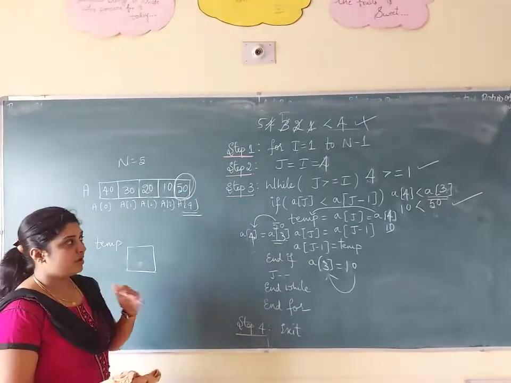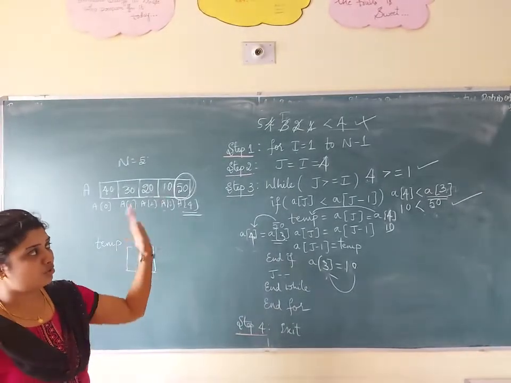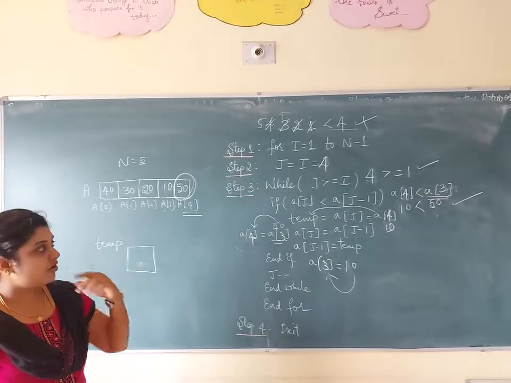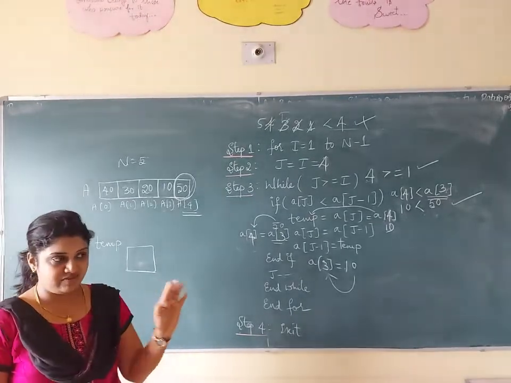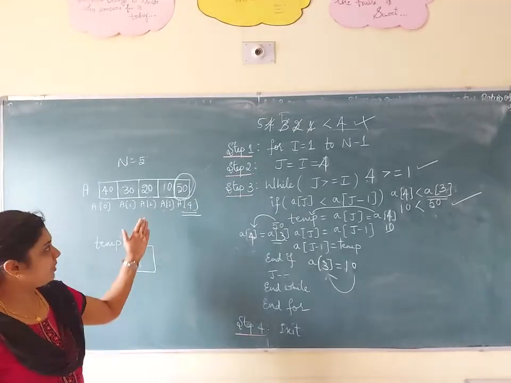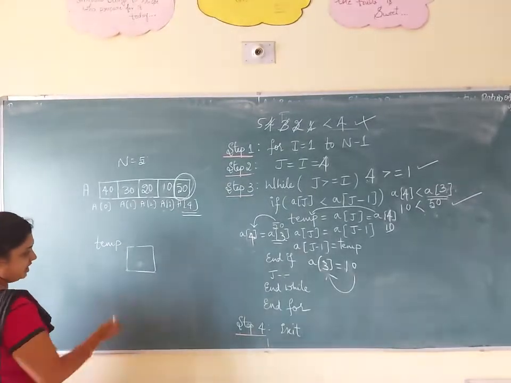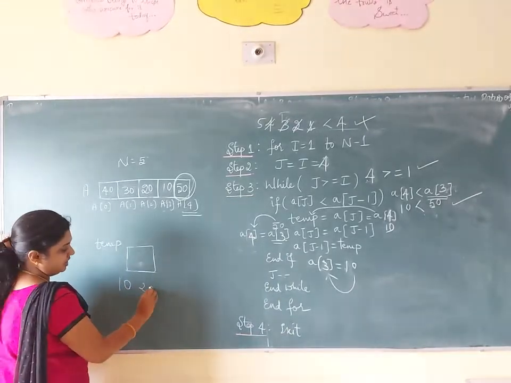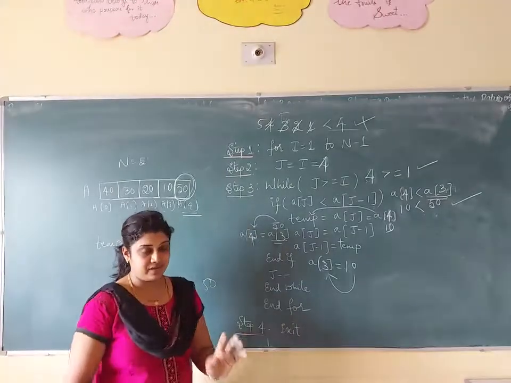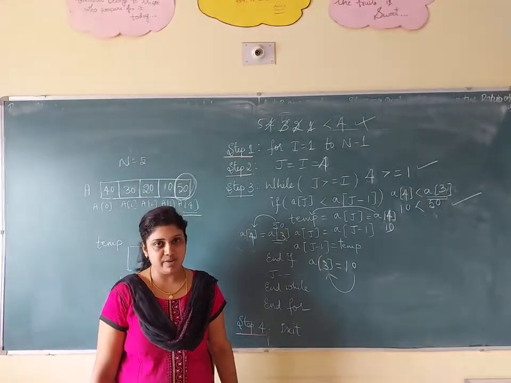So again you have to perform what? 3 times. 3 times again you have to process the same procedure. For each time, only one element will reach the correct position. Same method you have to follow. If you perform the remaining 3 times, all the elements will be arranged in order, that is 10, 20, 30, 40, 50. But for the first iteration, only one element will be sorted.